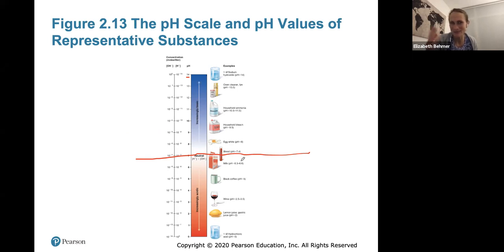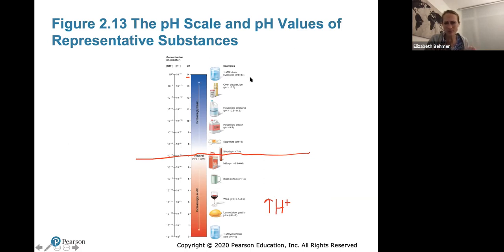Milk is slightly acidic. Black coffee, wine, and lemon juice are more acidic. Moving down the scale, we're going to increasing acidity. So 0 to 7 is anything acidic, and anything acidic has a high hydrogen ion concentration, so it'll be more acidic. Anything basic will have a decreased hydrogen ion concentration, because again, the pH scale measures the amount of hydrogen ions in a solution.